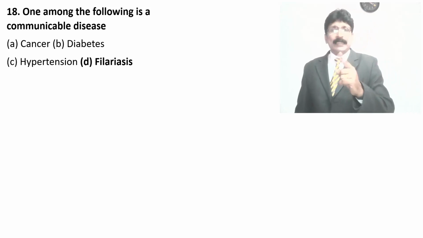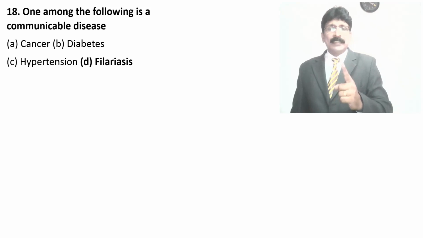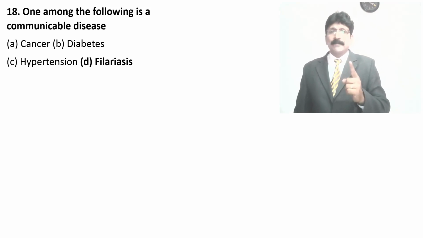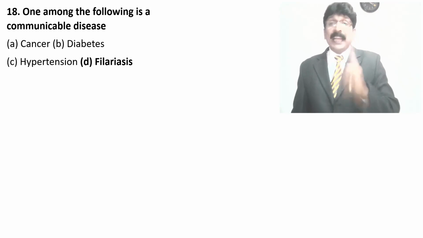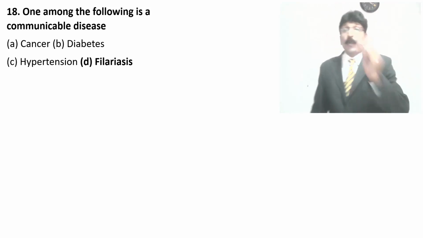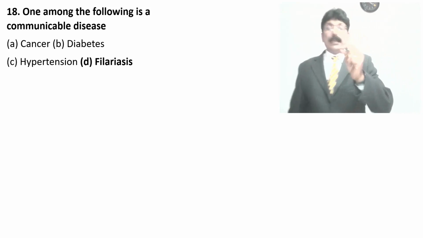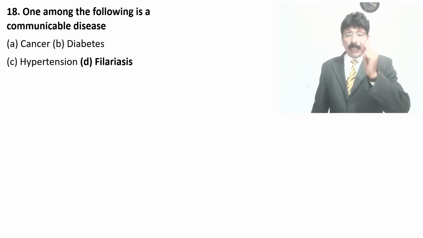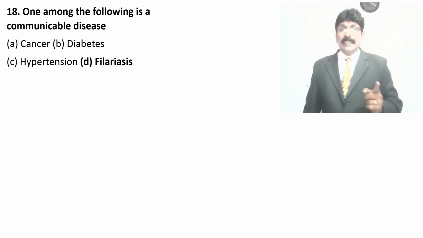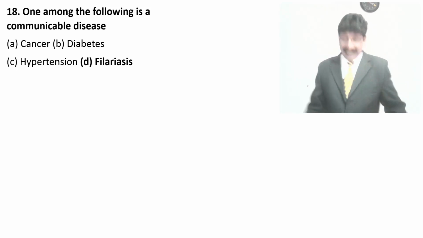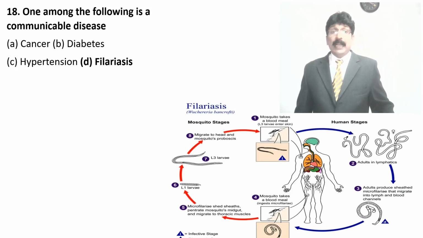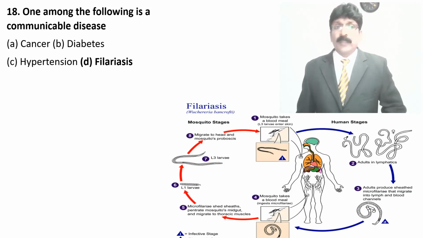Diabetes, it is not a communicable disease. Hypertension, it is not a communicable disease. But filariasis is a communicable disease. Filariasis is caused by Wuchereria bancrofti, the organism which is responsible for producing this filariasis, which causes the enlarged limbs. You can see this very clearly, and how it is coming from the mosquito. It is a communicable disease.